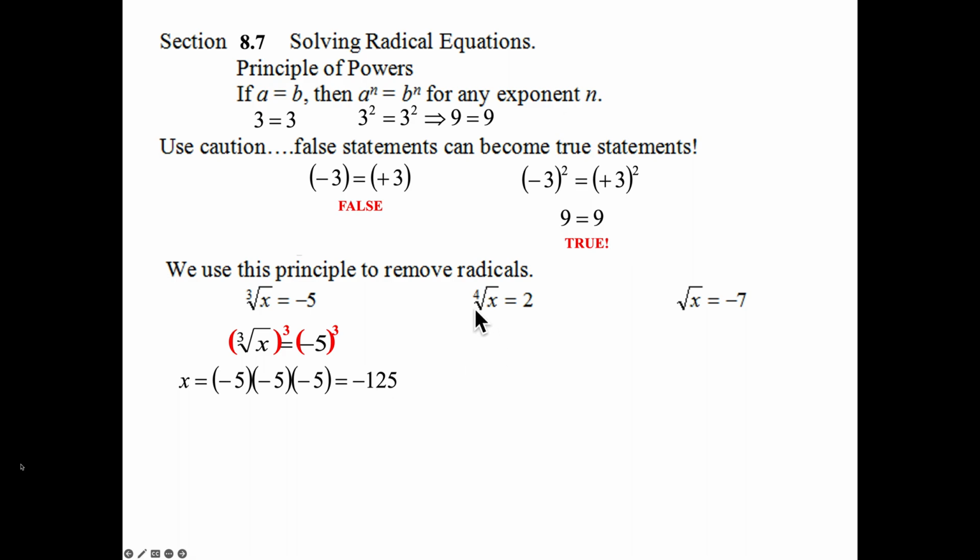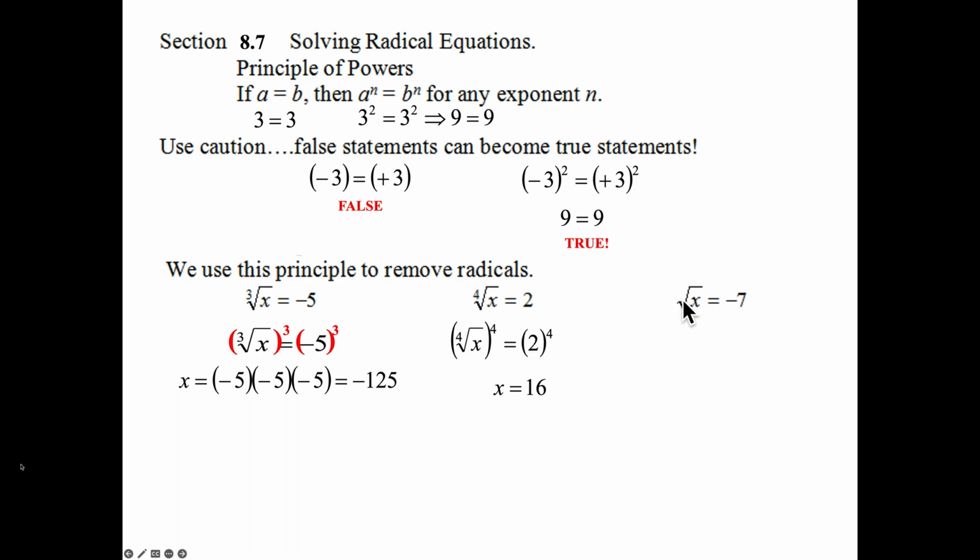Here we have the fourth root of x is equal to 2. So again, we're going to apply the same rule. We're going to take both sides to the power of the root number, otherwise known as the index as well. So those will cancel each other out, leaving you an x, and 2 to the fourth is 16. There's my final answer.